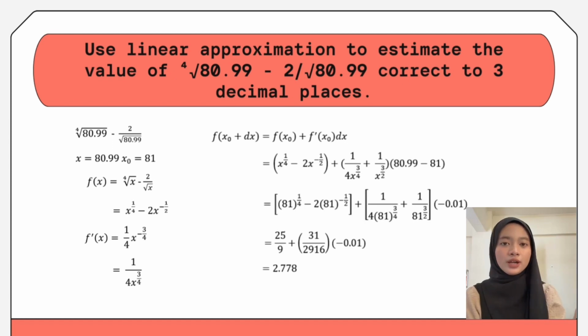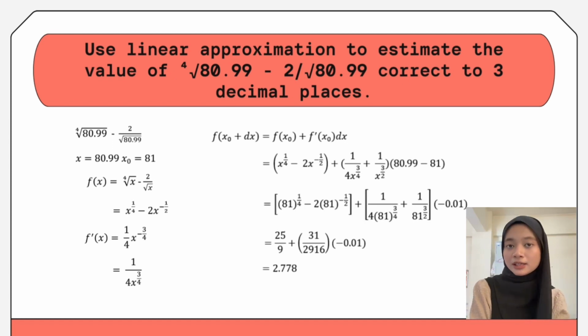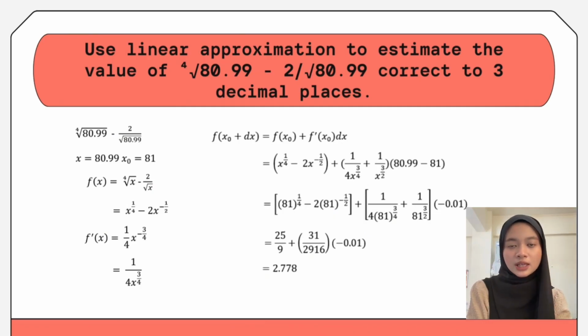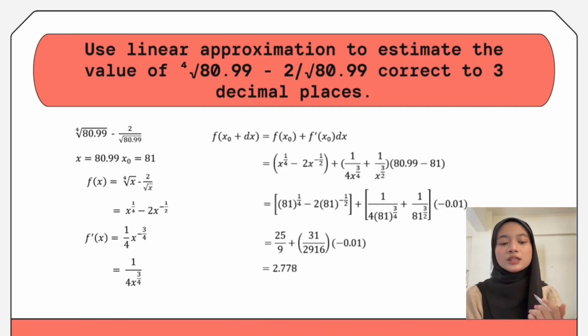And then we have to find the equation of f prime x. For f prime x, we just differentiate the equation of f(x). When we differentiate, we get 1 over 4 x to the power of negative 3 over 4 plus x to the power of negative 3 over 2. And then I take the negative powers down so that it becomes a fraction. So the equation will be f prime x equal to 1 over 4x to the power of 3 over 4 plus 1 over x to the power of 3 over 2.